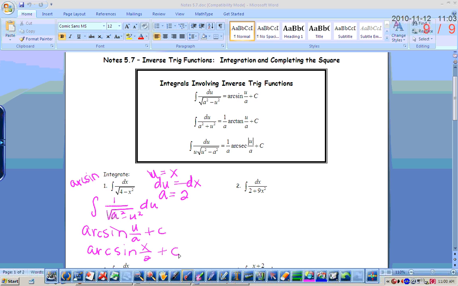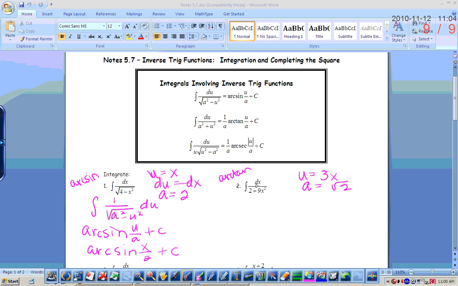All right, number 2. There's no square root in the bottom. So which one of these 3 does it look most like? Arctan. Good. What would your u be? 3x. Very good. This whole 9x squared represents u squared. So u would just be 3x. What's a? Square root of 2. Good.